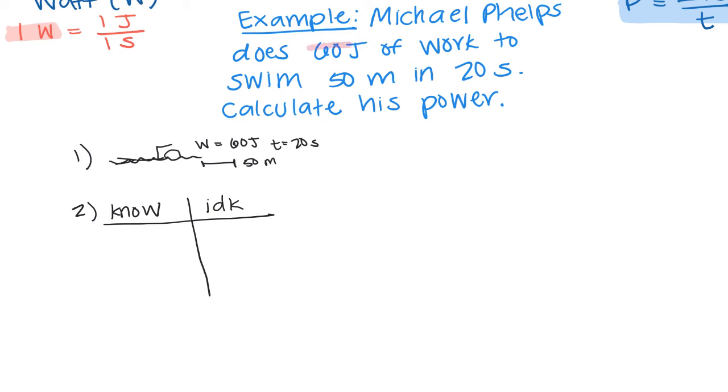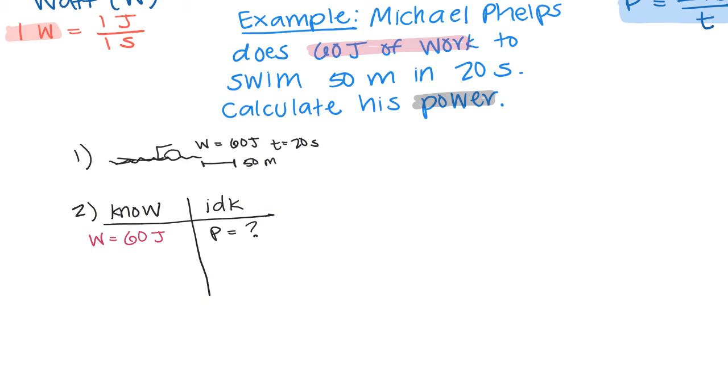So first number I see is 60 joules of work. So I am going to write in my know column, W is equal to 60 joules. Okay. Swim 50 meters, but let's back up for a sec because this is a number that we know, but let's go to what we are supposed to find out. Let's talk about what we don't know. So this problem asks to calculate Michael Phelps's power. All right, so I know I'm solving for power. So I can put that in the I don't know column.